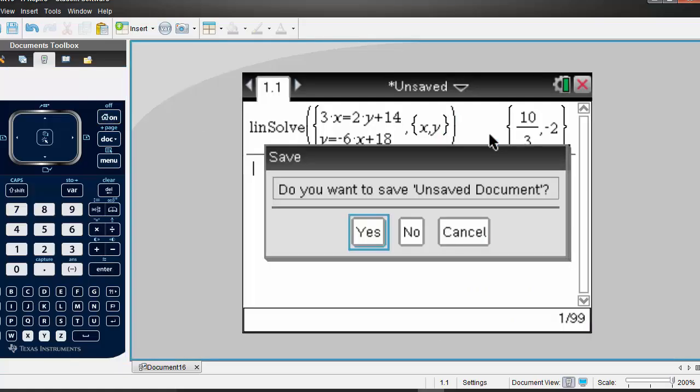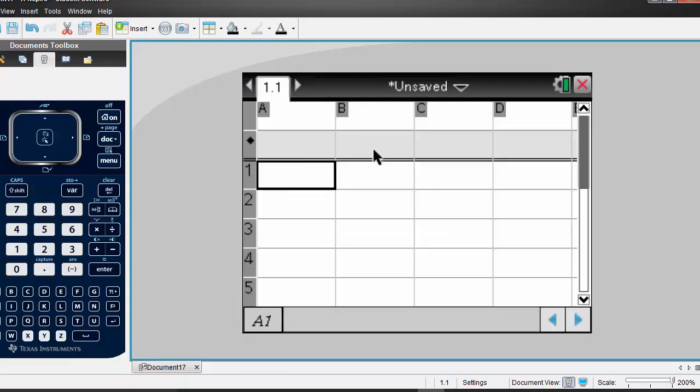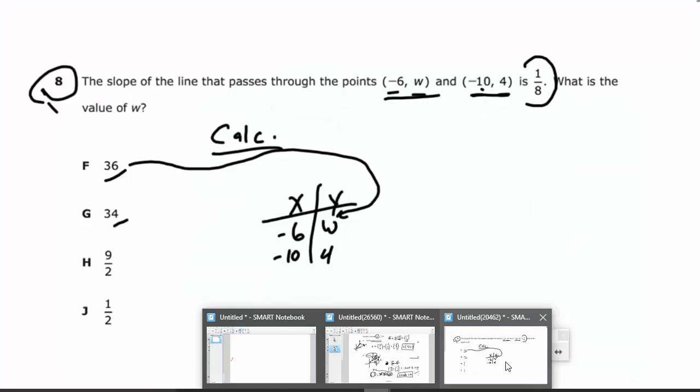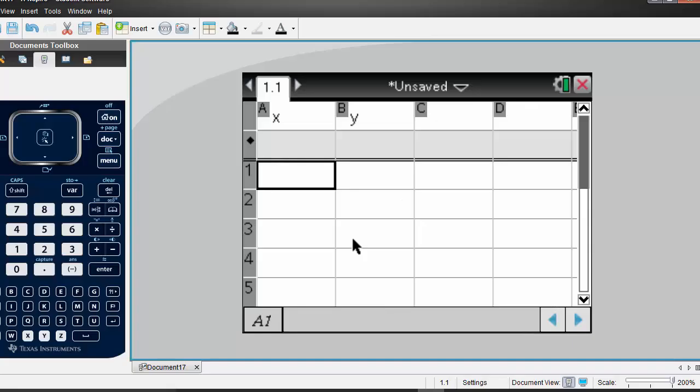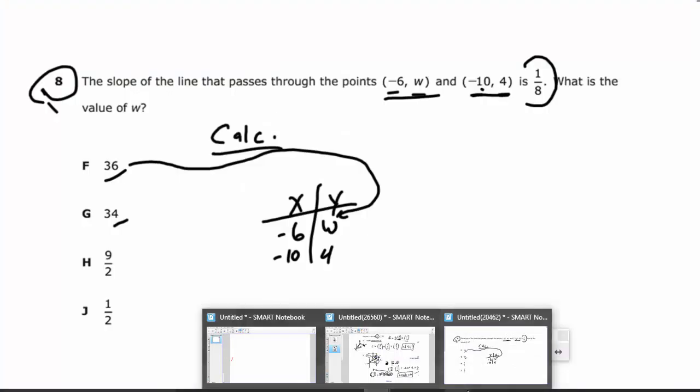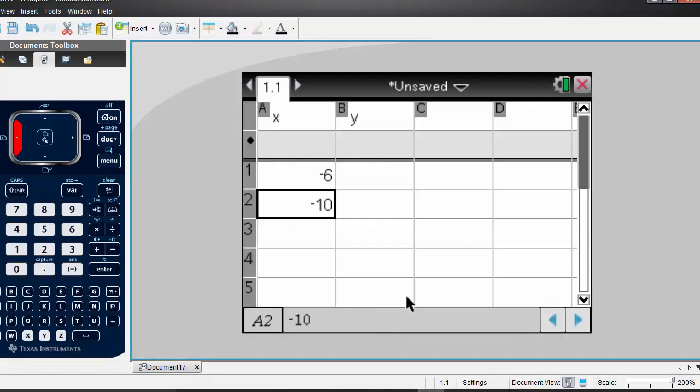Okay, from here I'm going to create a new document. Don't save, and I'm going to add a list and spreadsheet. So I'm going to label this my X and label this my Y. Let's take a peek at these values again. So I need -6 and -10. Alright. Okay, so I need -6, -10. And here I'm going to need 4. So it's this right here that I'm going to start substituting values.